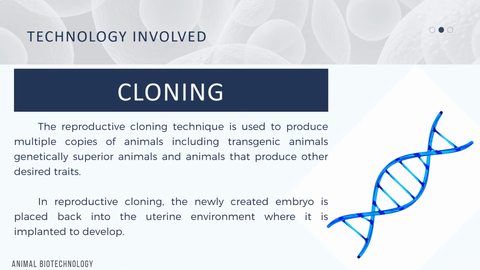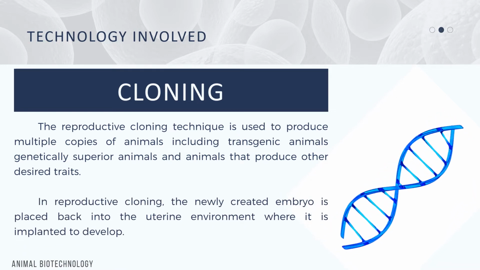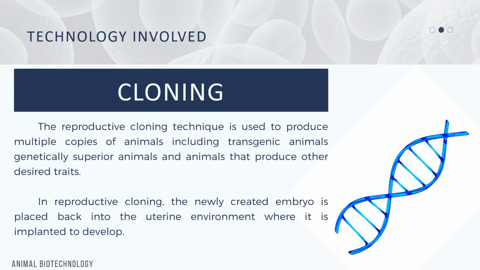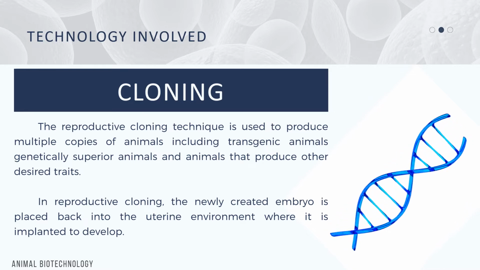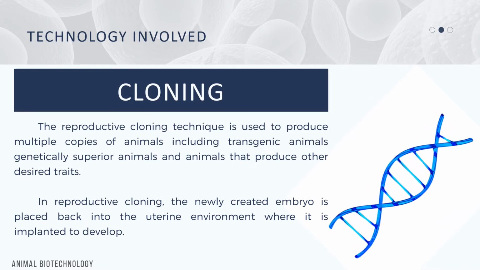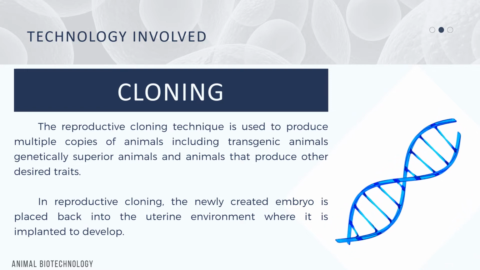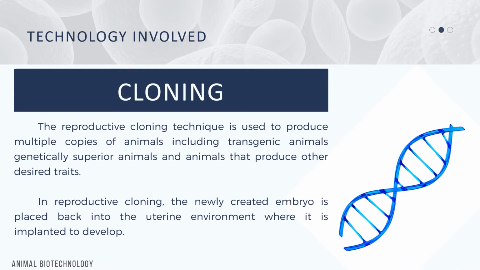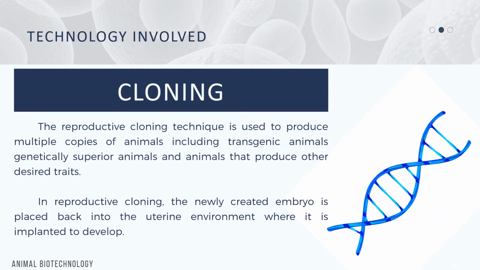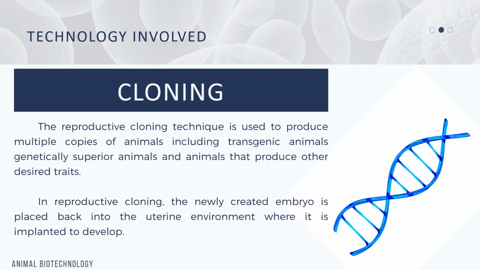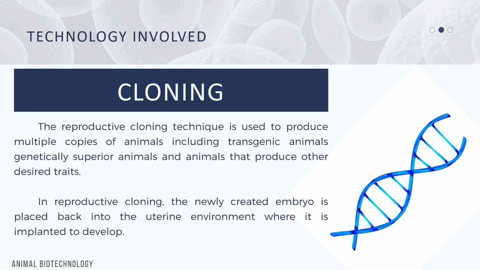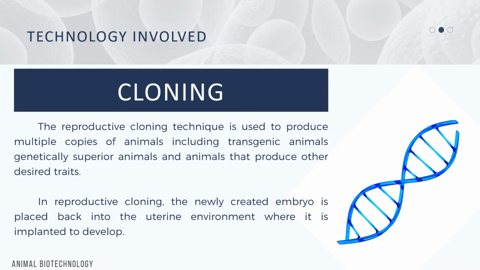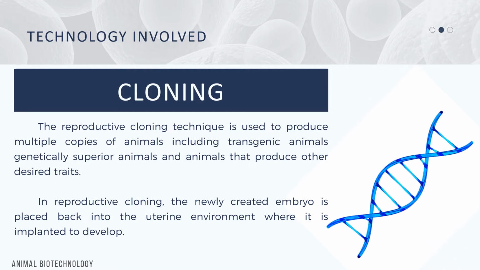In reproductive cloning, the newly created embryo is placed back into the uterine environment where it is implanted to develop. To better understand this method, reproductive cloning begins with somatic cell nuclear transfer. In somatic cell nuclear transfer, the scientists remove the nucleus from an egg cell and replace it with a nucleus from a donor adult somatic cell, which is any cell in the body except for an oocyte or a sperm. For reproductive cloning, the embryo is implanted into the uterus of a surrogate female where it can develop into a live being.